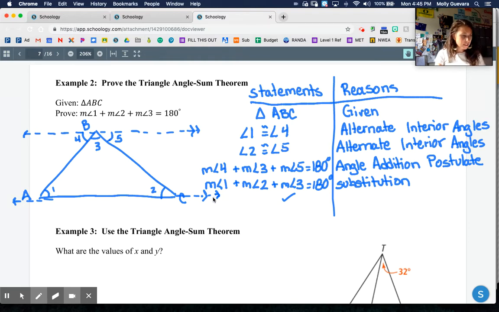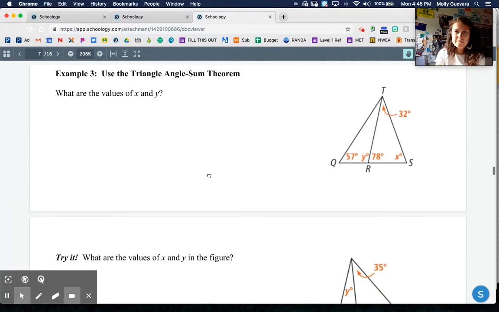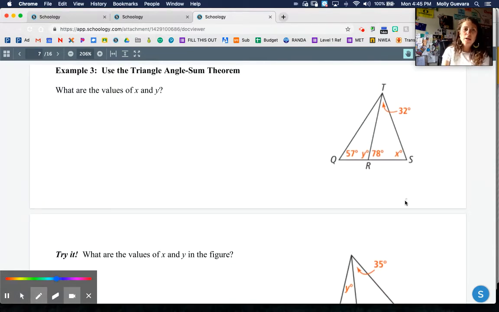Okay, so the rest of the lesson now is just practice. So let's look at how we use the triangle angle sum theorem. Okay, and we're just going to start plugging things in a little bit here. So example 3 says, use the triangle angle sum theorem. What are the values of x and y? So x and y right here. So I'm just going to start plugging in things that I see.